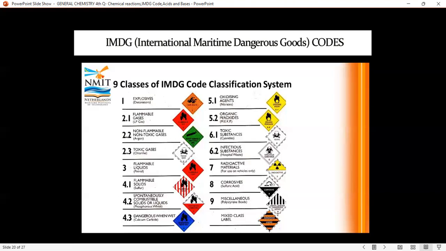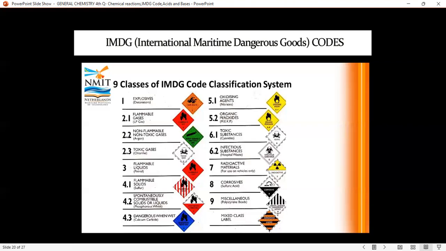All right, so we have here explosives, flammable gases, non-flammable and non-toxic gases, toxic gases, flammable liquids, flammable solids, spontaneously combustible solids or liquids, dangerous when wet. So there are some materials that are really dangerous, no, or harmful when they get wet. So it's really important to keep them, or to handle them, in a storage wherein they cannot get easily wet, especially if you are dealing with water.